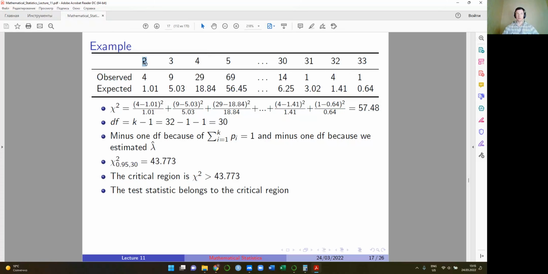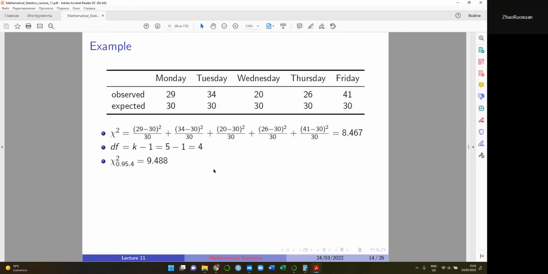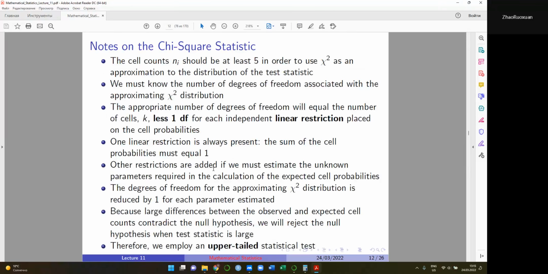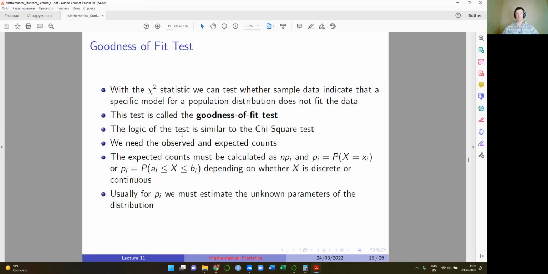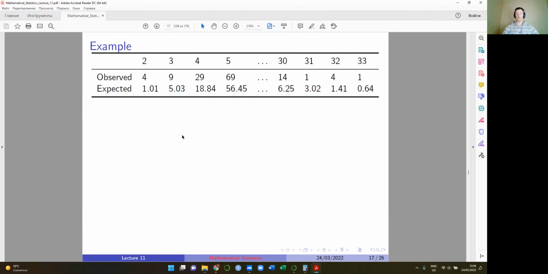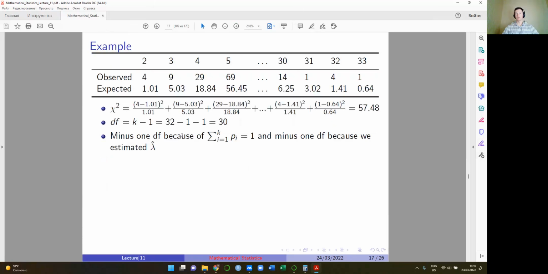I still don't understand why minus 1 and minus 1 again. Let's go back. It was here. We reduce 1 degree of freedom for each independent linear restriction placed on the probabilities. Look, one restriction in this case is that probabilities must sum up to 1. This is one restriction.